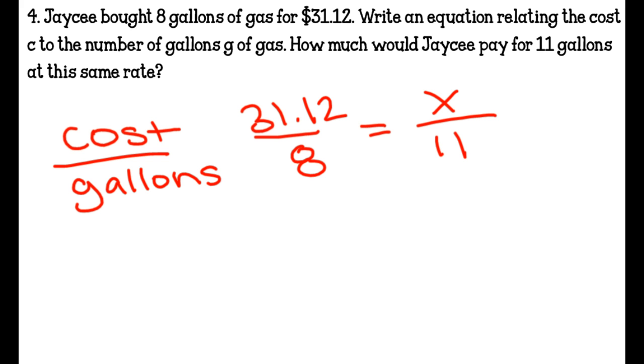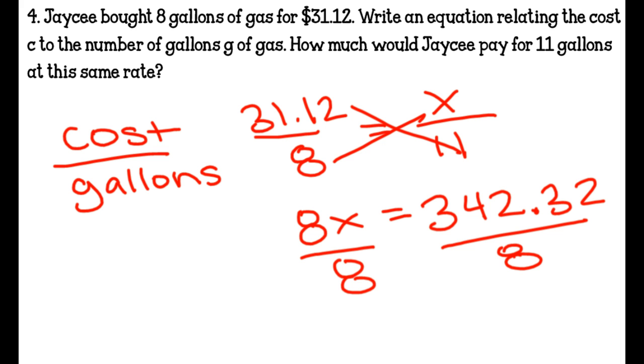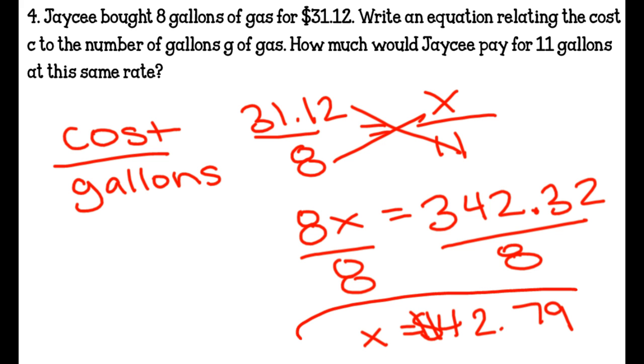So we take 8 times x, which gives us 8x. And then we take 11 times 31.12, and we get 342.32. And then we divide by 8. And x equals $42.79. So we circle it, and that is how much it would cost for 11 gallons of gas.